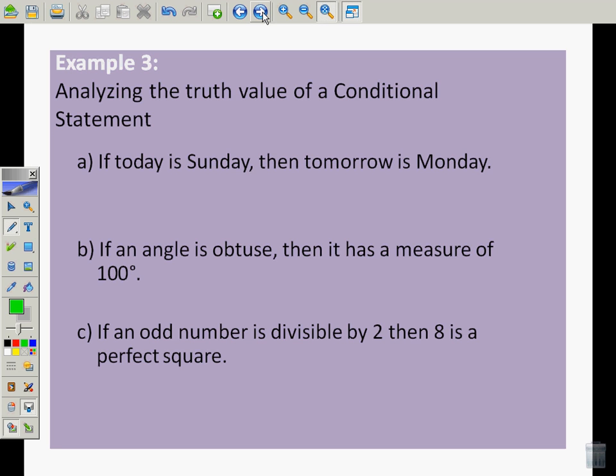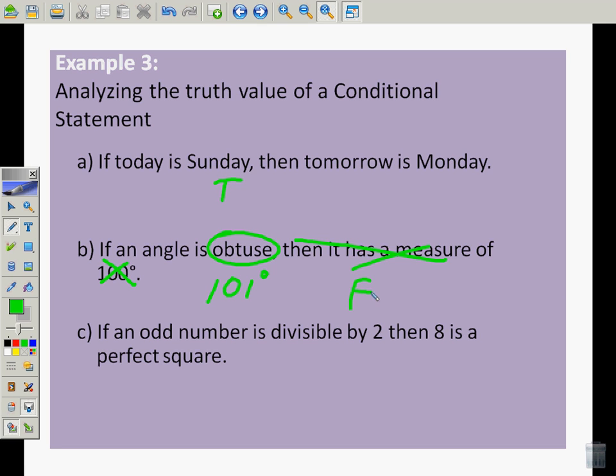Let's look at B. If an angle is obtuse, then it has a measure of 100 degrees. Okay, 100 degrees is an obtuse angle. However, obtuse could be, what about if it's 101? Then it would be obtuse, but it wouldn't have a measure of 100 degrees. Okay? So this is going to be false because we found a counterexample of 101 degrees. Okay? If an odd number is divisible by 2, then 8 is a perfect square.